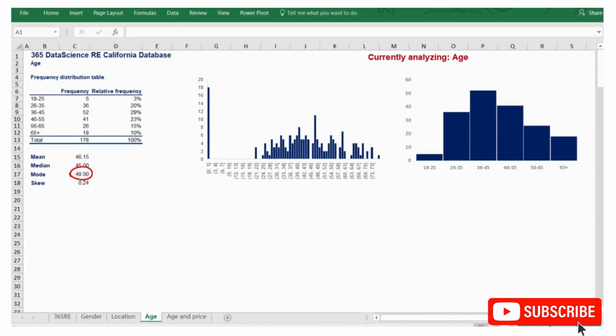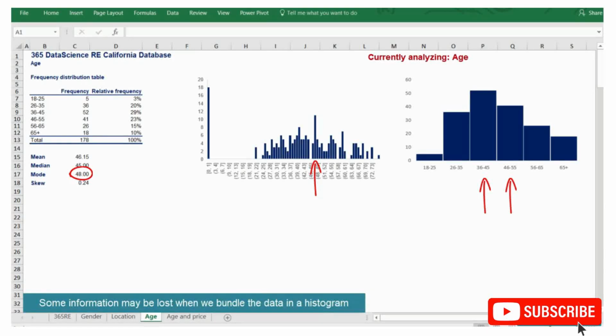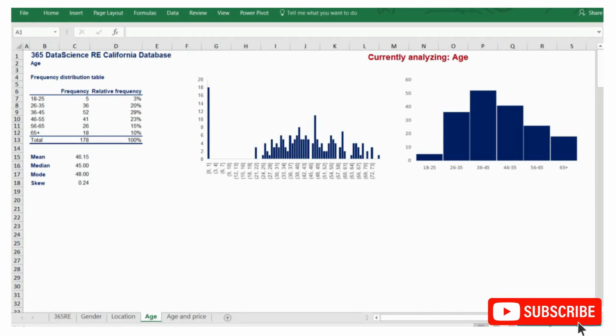You can see that from the frequency distribution graph, but not from the histogram. The histogram bundles data together, which is good when we want to see the main trend, but some information like the mode is lost. Finally, we should inspect the variability of age.